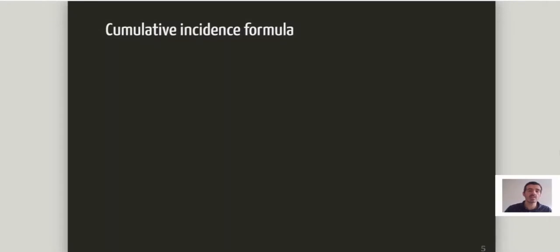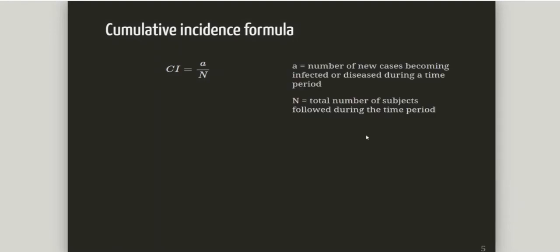How we calculate the cumulative incidence is very simple. It's a proportion: the number of new cases arising during a certain period of time divided by the total population at risk. By looking at this formula, we can see that the parameter A belongs to the number of new cases becoming infected during a period of time, whereas the parameter N represents the population at risk.